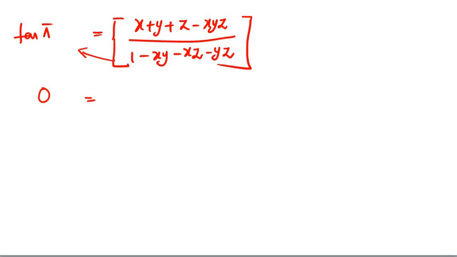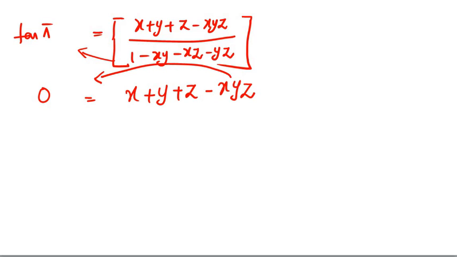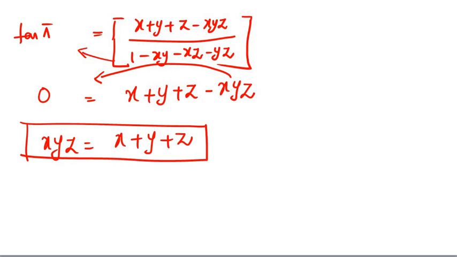So, the balance term is x plus y plus z minus xyz, which gives x plus y plus z is equal to xyz. Hence, proved. A very simple sum.